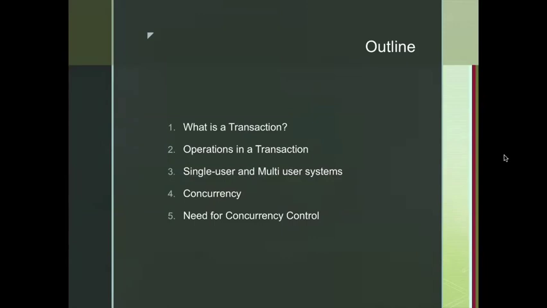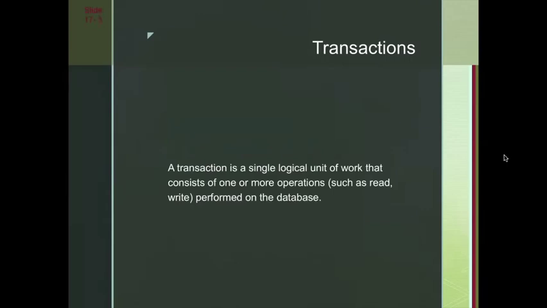In this lecture, we are going to understand what a transaction is and what operations are involved in a transaction. We're going to look at single-user and multi-user systems, and the difference between the two. Then we are going to explore what concurrency is, the need for concurrency, and the need for concurrency control. So let us start off directly by looking at what a transaction is.